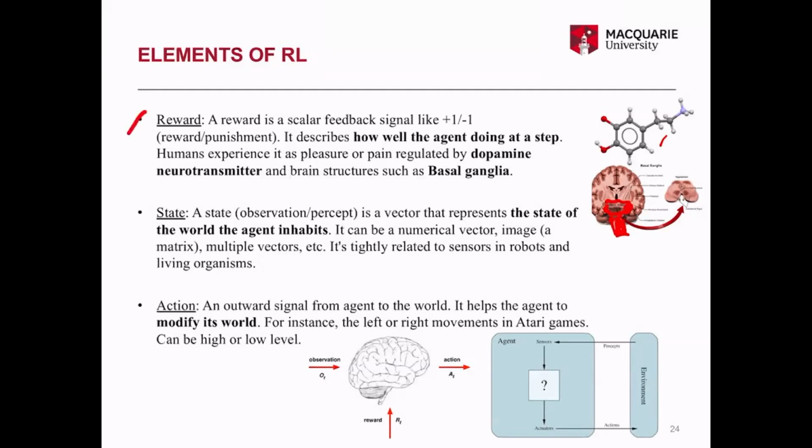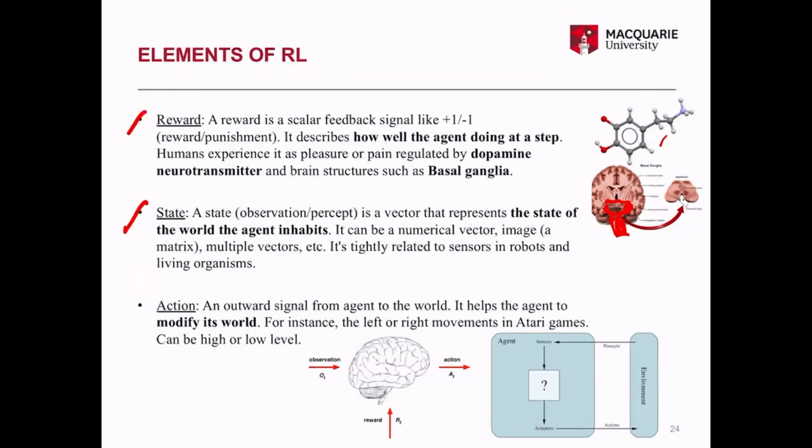The other thing, so that was reward. The other thing is a state or observation or percept. It is a vector, at least in reinforcement learning, that represents the state of the world that the agent inhabits. So it can be a numerical vector. It can be an image. Notice that an image itself is just a matrix, as you witnessed in your first assignment. There can also be multiple vectors, and it's tightly related to sensors and robots and living organisms, such as our eyes and all of our senses.